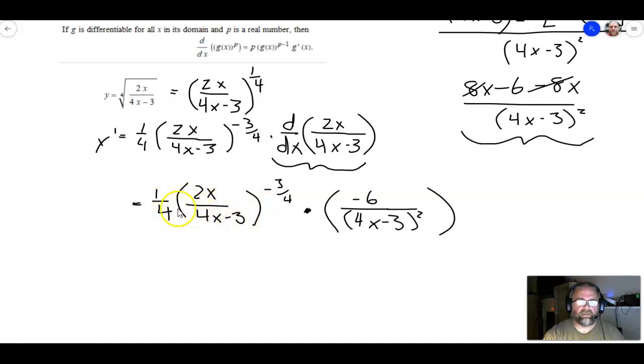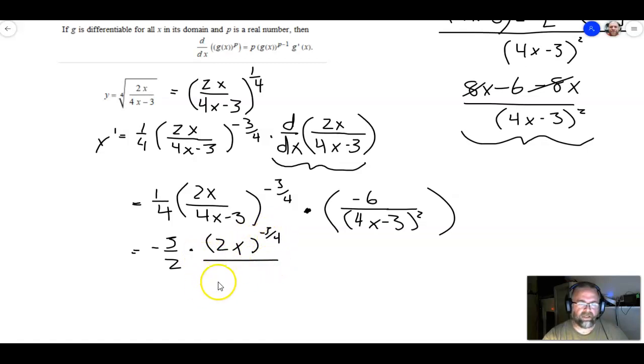Really, we want to bring this down to the bottom because, well, actually what we can do is a little bit of algebra here. It's a little bit tricky, but the first thing I'm going to do is pull that 6 out front. So that's going to be a negative 6 over 4, which is negative 3 over 2. And then I'm going to write each of these separately to the negative 3/4 power. So this is times 2x to the negative 3/4 power.